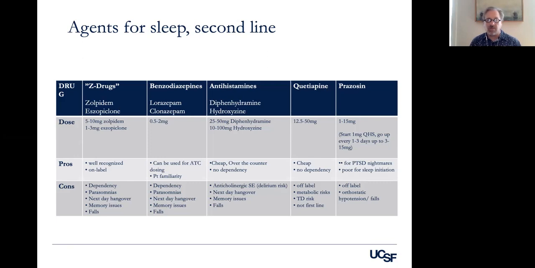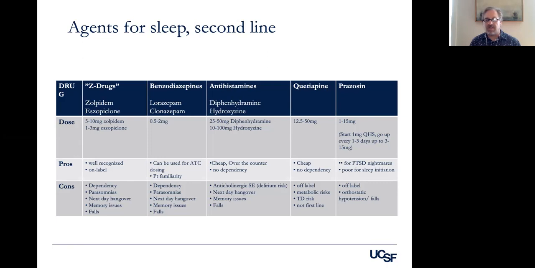I think this also should really be a tertiary drug for when everything else has failed, because of the metabolic risks of weight gain, dyslipidemia, and glucose derangement that you can see with the atypical antipsychotics. And then prazosin has a little bit of a carve out.